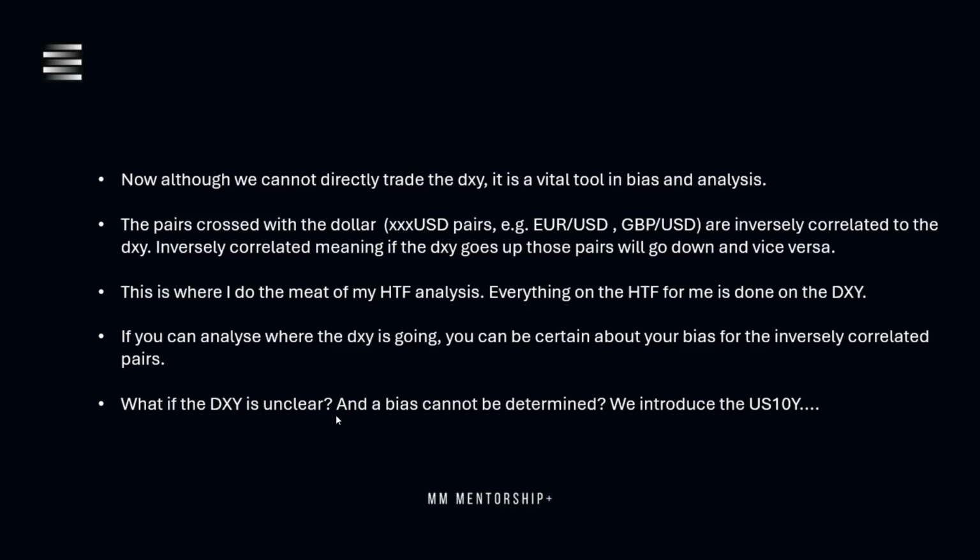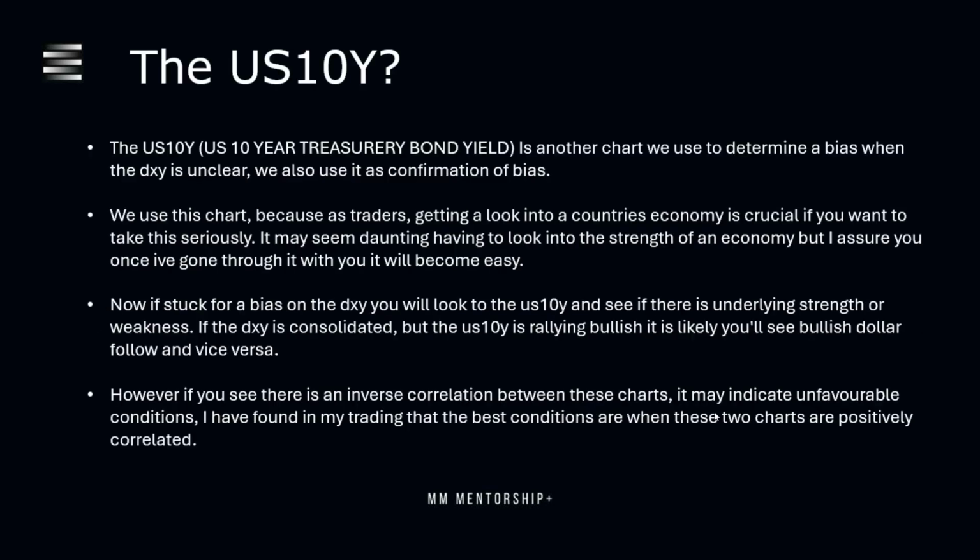Now, if the DXY is unclear and a bias cannot be determined, we introduce the next chart, right? The US 10-year. This chart is the US 10-year Treasury bond yield. This is another chart we use to determine a bias when the DXY is unclear. You cannot trade this chart. This is just used to aid in your analysis for the DXY, right?